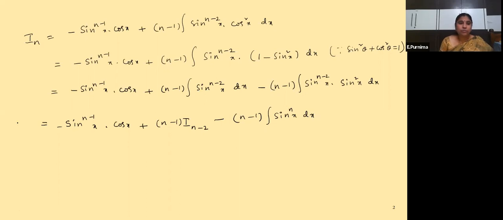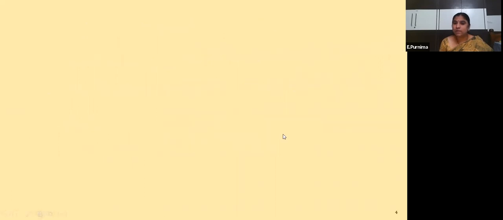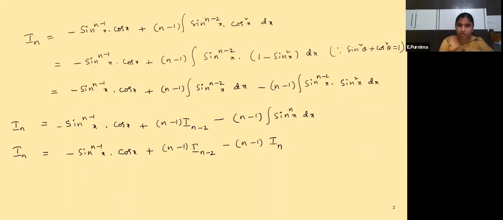Clear? So it is your In. In is equal to minus sin^(n-1)x into cos x plus (n-1) into I(n-2) minus (n-1) into In, which is our given sum. Minus (n-1) into In.